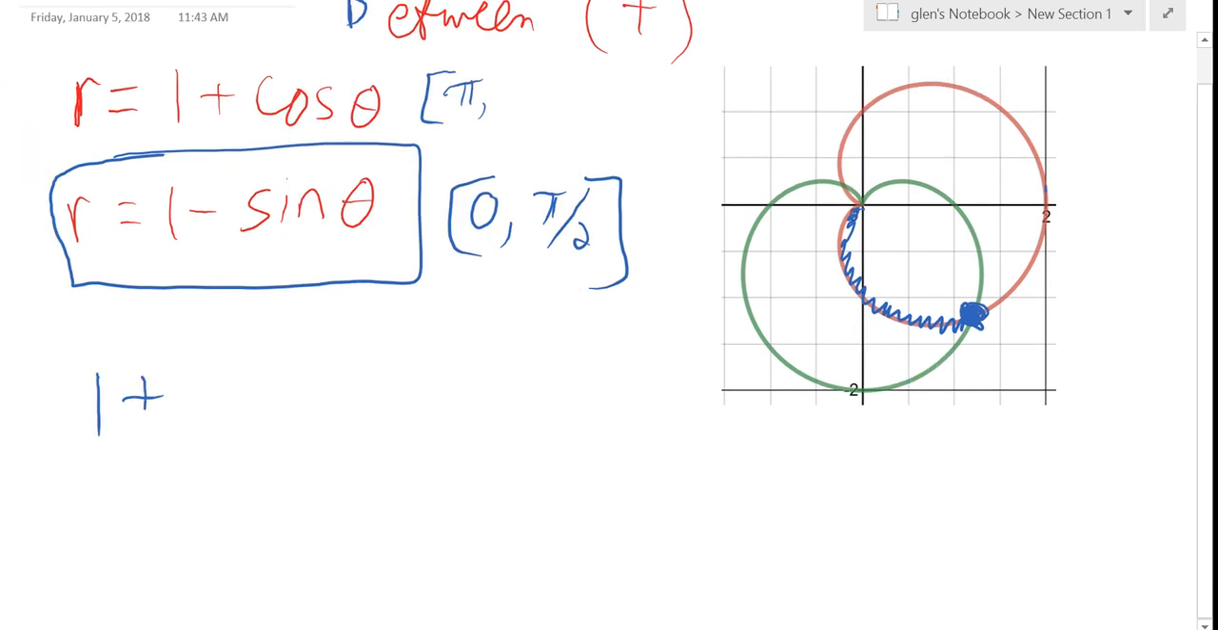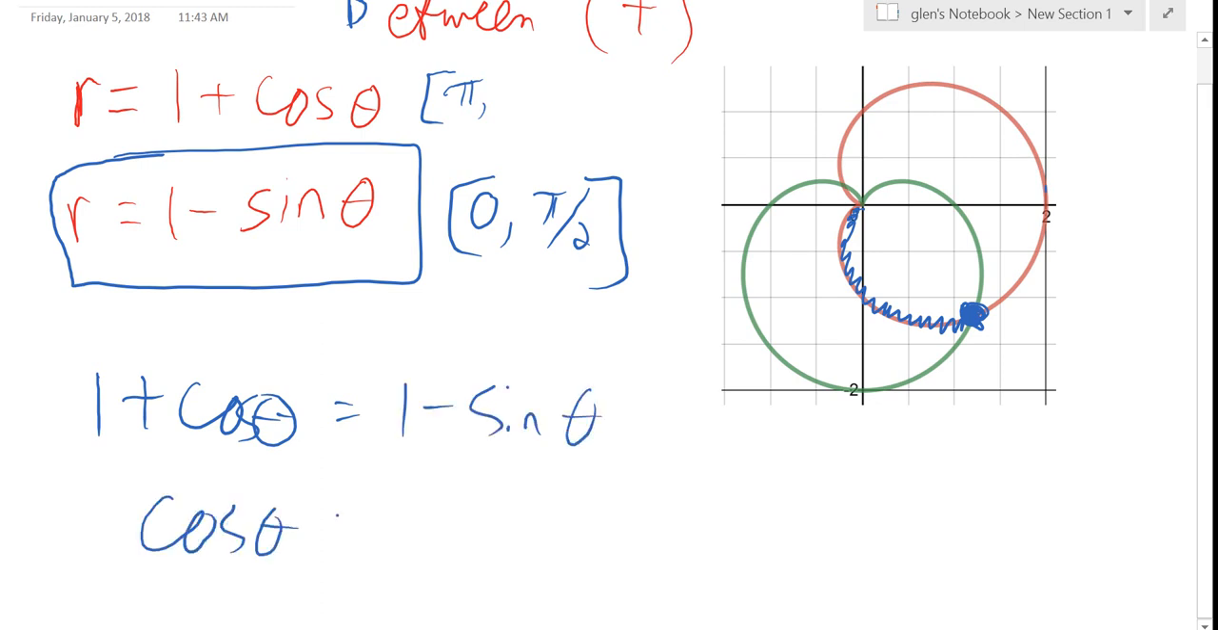Again, you want to know when do they hit each other. That's going to be when is 1 plus cosine theta equal to 1 minus sine theta. Well, that only happens when cosine theta is the opposite of sine theta. And everybody knows that happens at 3 pi over 4 and 7 pi over 4. Okay? So, either way, we got to integrate that red curve until 7 pi over 4. Cool.